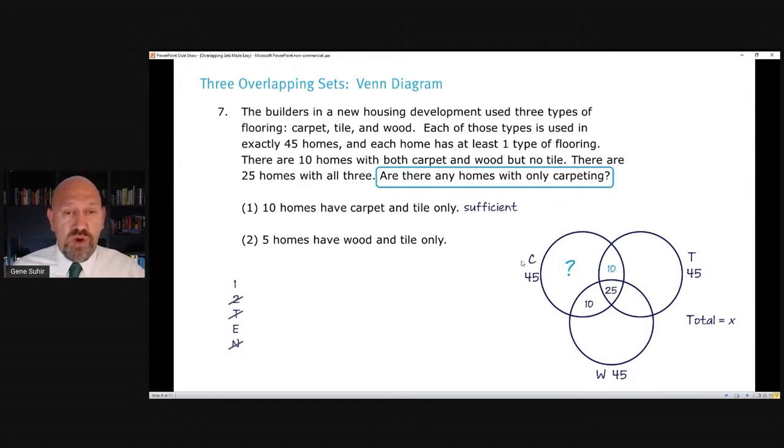All right, let me take away what we have from statement one. We go to statement two. Five homes have wood and tile only. Let's go find that region. Five homes have wood and tile only. Okay, it's right here, is going to be five.